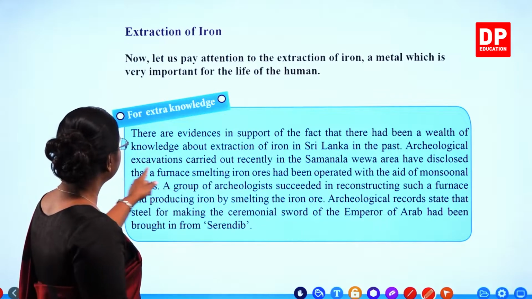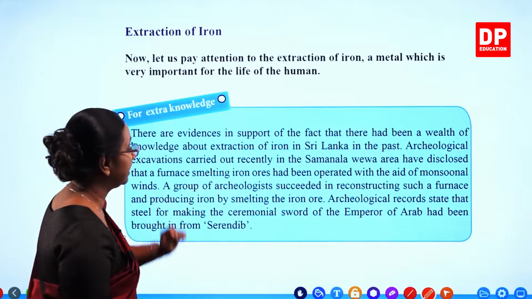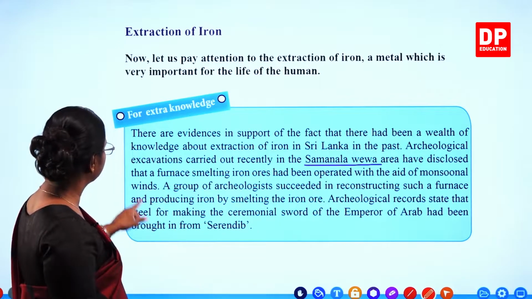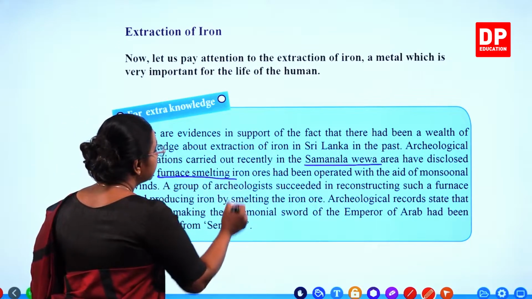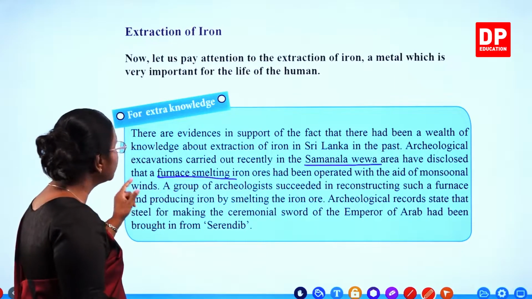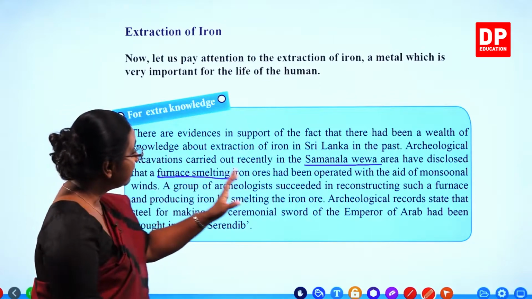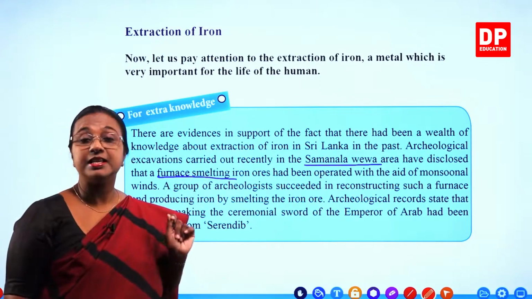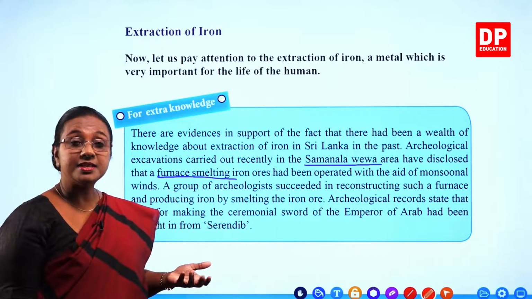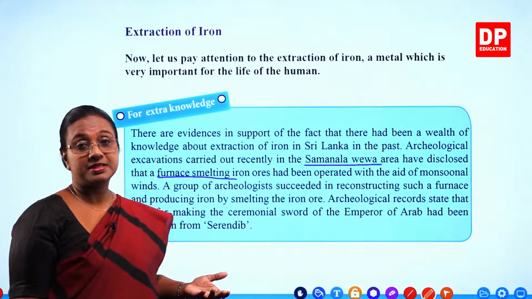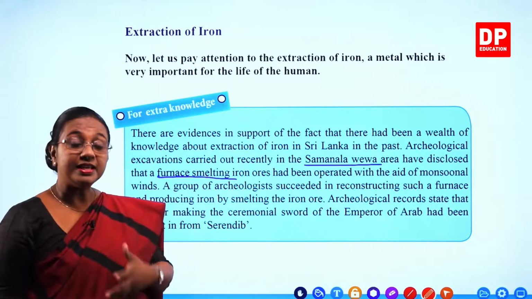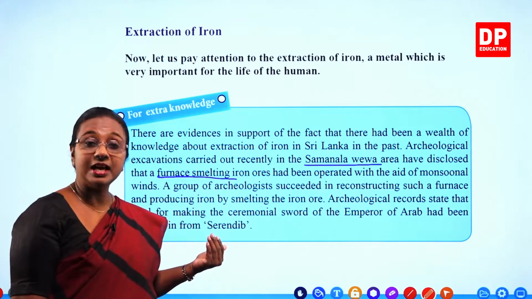Archaeological excavations carried out recently in the Samanala Weber area have disclosed that a furnace smelting iron ores had been operated with the aid of monsoonal winds. So what we will be discussing is also a furnace. It is called the blast furnace, that is fueled, or the temperature is provided, by burning substances. But here they have used a furnace for smelting iron ores. Smelting is liquefying and separating out the iron.